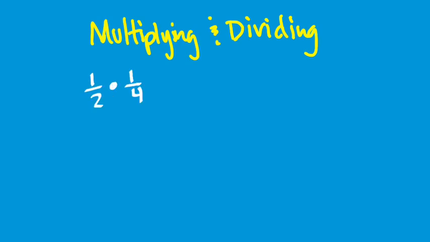Okay, multiplying and dividing fractions. This is the easy one, guys. Multiplying, dividing, super duper easy. And when you get into just letters, the same thing is true. The multiplying is so easy. We just, wait for it, multiply straight across. That's it. So 1 times 1 over 2 times 4, which is 1 over 8. Can't reduce, and we're done. Okay?